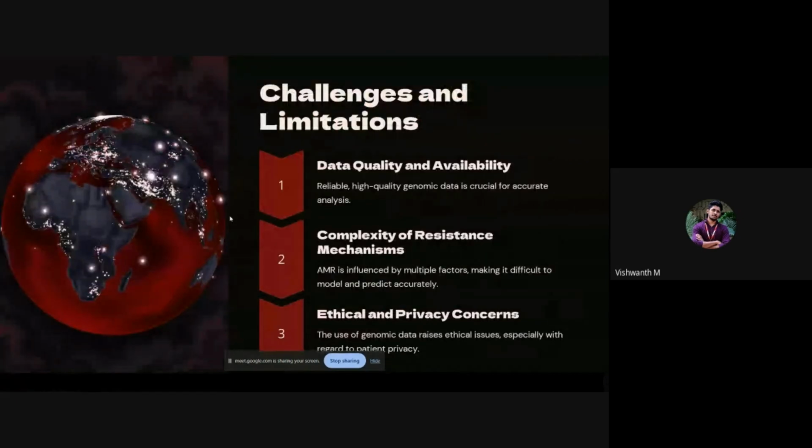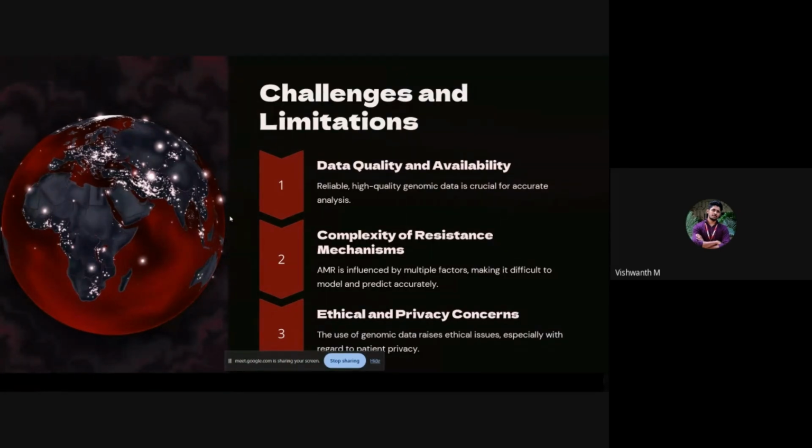So till now, we have seen what AMR is, how AMR works, what the mechanisms are, what the different approaches to antimicrobial resistance are, and what the applications of bioinformatics in antimicrobial resistance are. Just like the traditional approaches, bioinformatics also has its own challenges and limitations. So while bioinformatics offers powerful tools, there are challenges and limitations too.